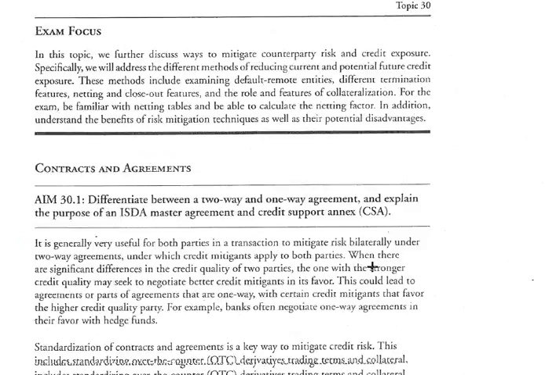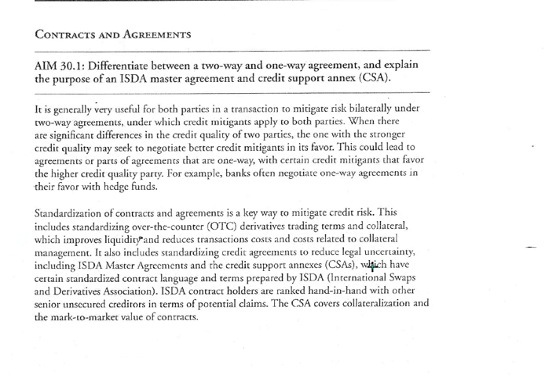So let us see what they're talking about regarding the contracts and agreements. They're asking us to differentiate between a two-way and one-way agreement and explain the purpose of the ISDA master agreement and credit support annex. We have talked about the ISDA master agreement earlier also. What they're saying is it's very useful for both parties to mitigate the risk bilaterally under a two-way agreement, under which credit mitigants apply to both the parties.